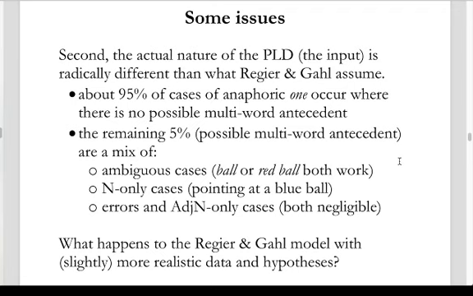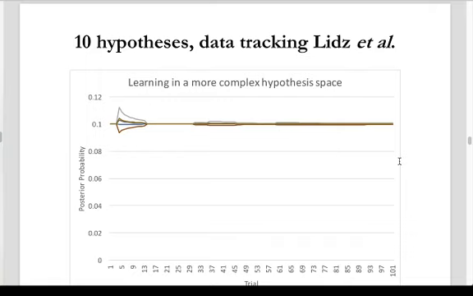And the question is, well, what would happen to the Regier and Gahl model with somewhat more realistic data and hypotheses? Now, this is not a fully realistic simulation, but it's a little bit more realistic than the one they present in their paper. And so I've picked particular ways of assigning likelihoods to different grammars of anaphoric one under different kinds of observations, where 95% of these observations are going to be totally uninformative. They're going to be cases where I have a ball and John has one too, right? Something like that.